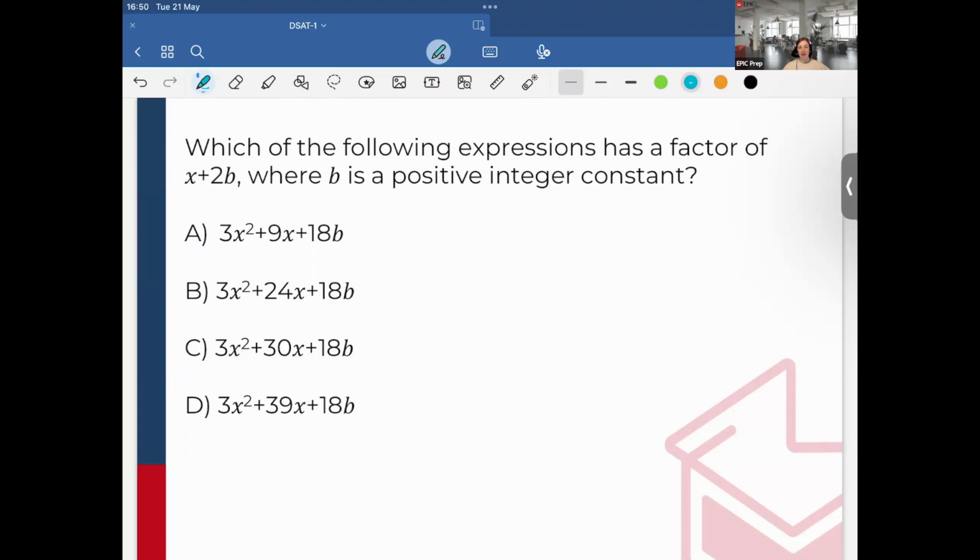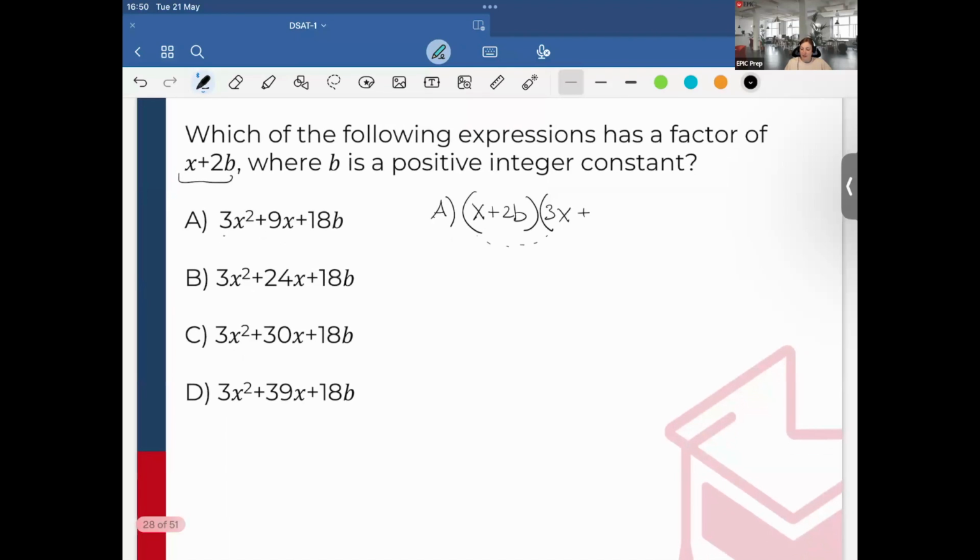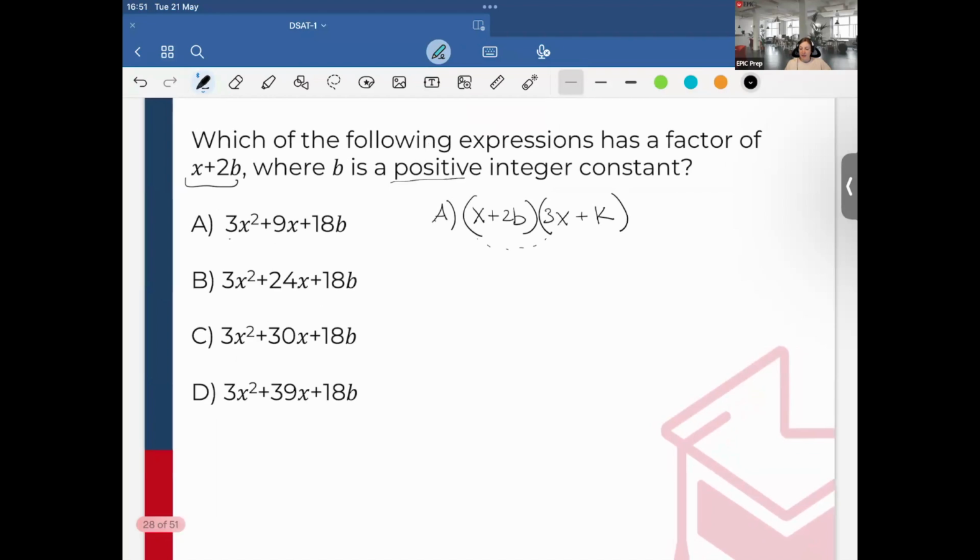Okay, so this one's a little bit more complex because now I have x and another variable b. Okay, so first, let's see. I know that one of them is going to be x plus 2b. Okay, so for example, let's just check A. x plus 2b, and then here, this must be 3x because I want this when I multiply to become 3x squared. And then it's going to be plus some constant k, and then it's going to give a positive integer constant.